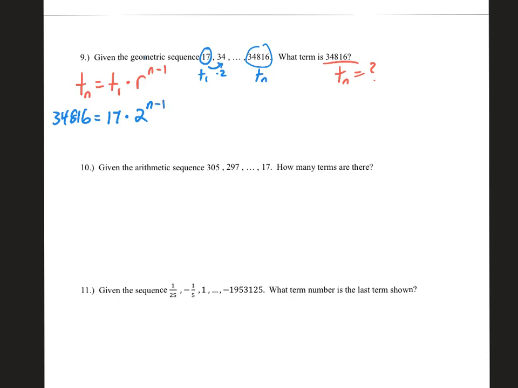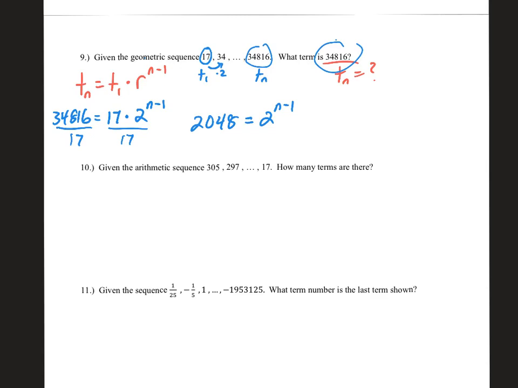n is what we're looking for, right? We're looking for what numbered term that is. Is this 34,816? So this is an algebraic equation. What we're going to do first is divide by 17, which gives us 2048.